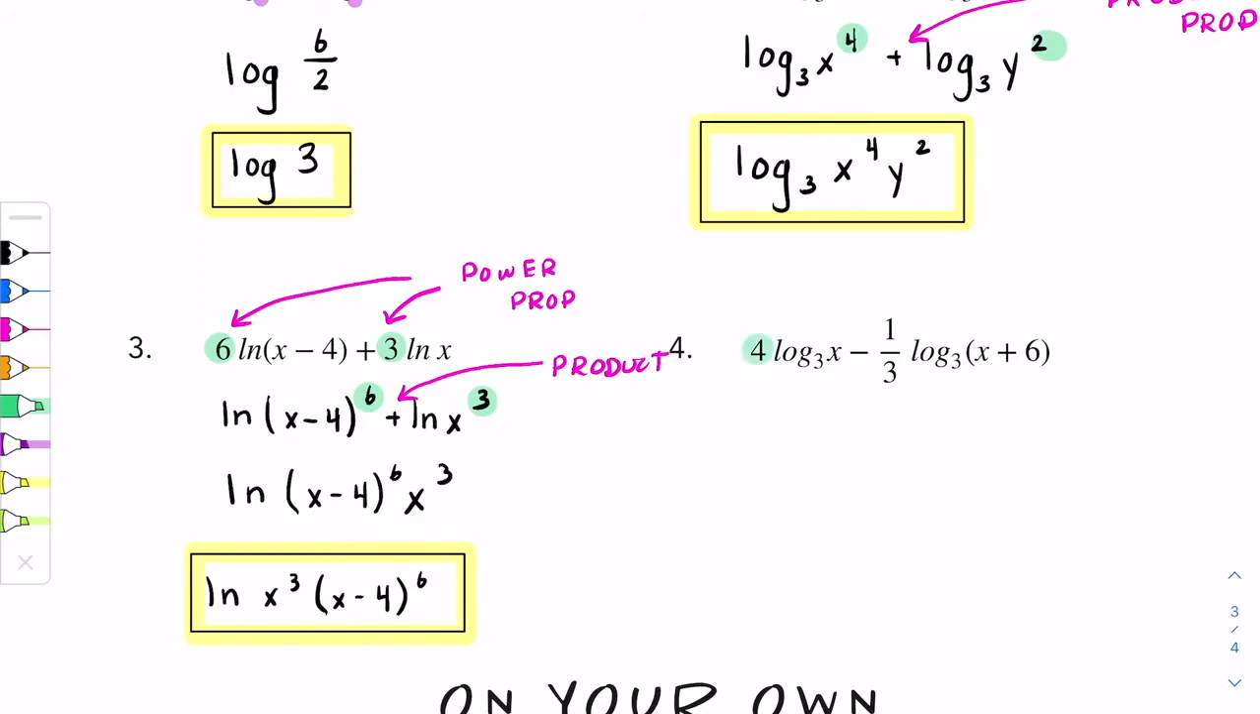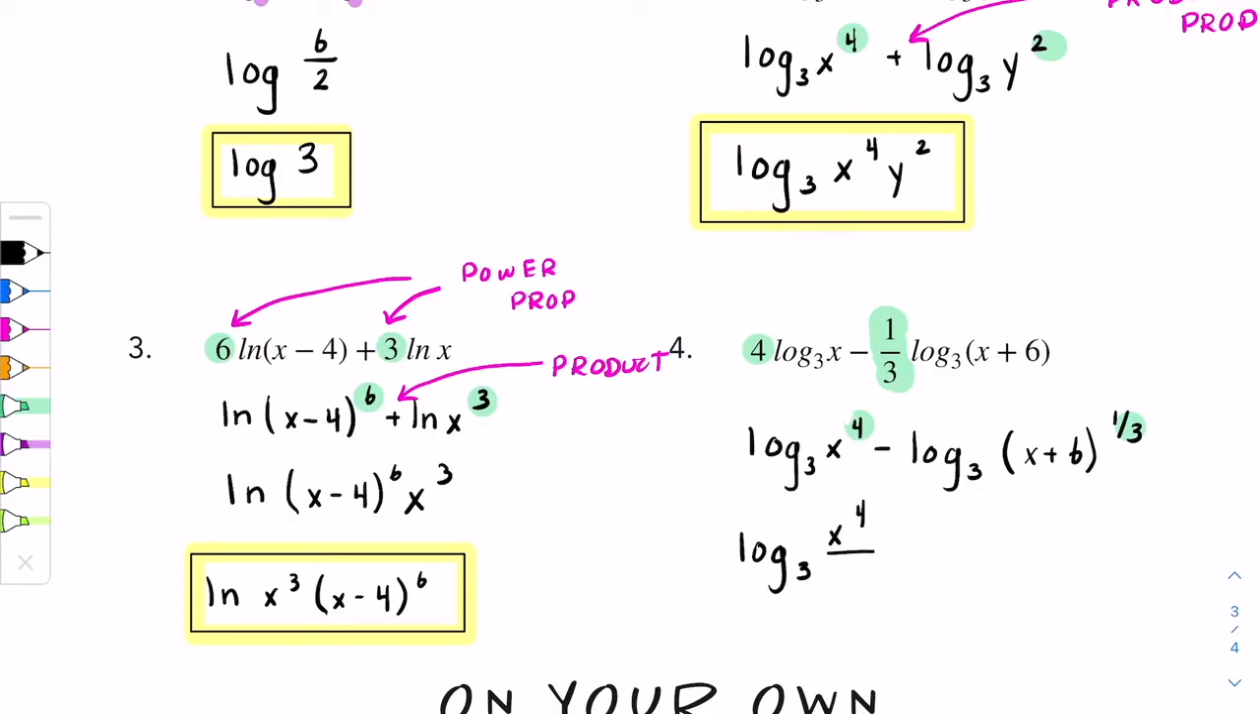Number 4, 4 times log base 3 of x minus 1/3 log base 3 of x plus 6. Using the power property, we're going to rewrite this as log base 3 of x to the 4th minus log base 3 of x plus 6 raised to the power of 1/3. Now that I took care of the power property, I have subtraction, which corresponds to division. Log base 3 of x to the 4th divided by x plus 6 raised to the power of 1/3.